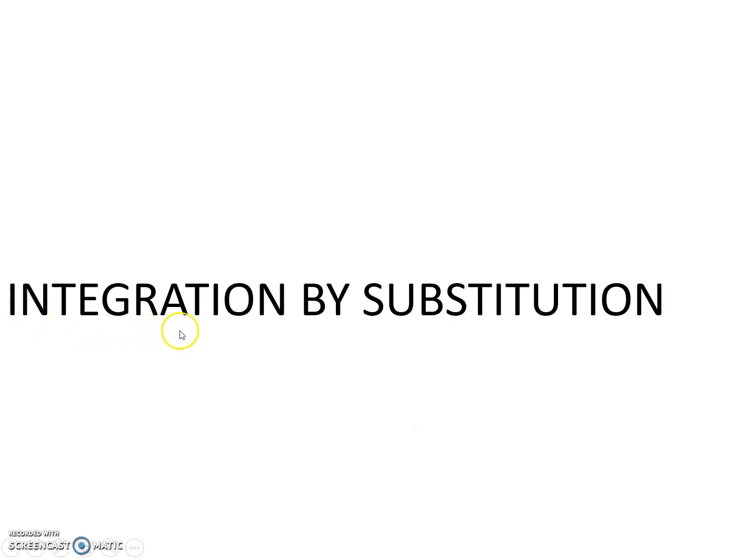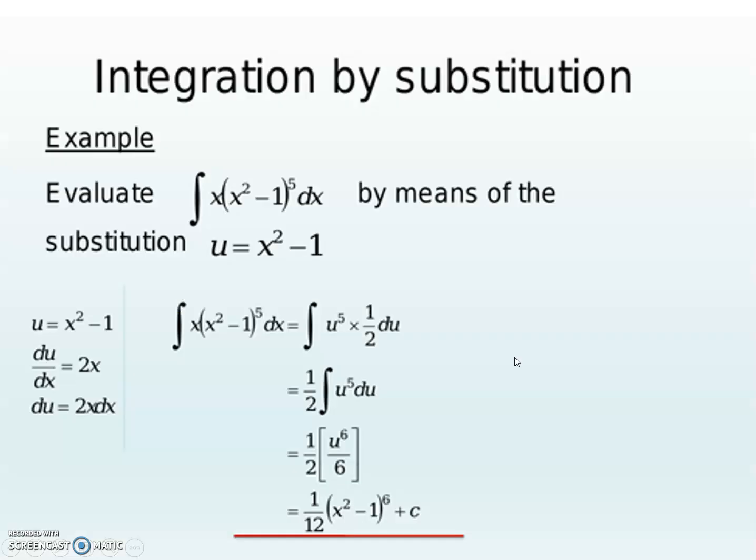Our method is to continue integration by the substitution method. Last lecture we continued with this example of integration by substitution. Evaluate the integral of x times (x square minus 1) raised to 5 dx by means of the substitution u is equal to x square minus 1. We have to consider x square minus 1, this portion, as u.